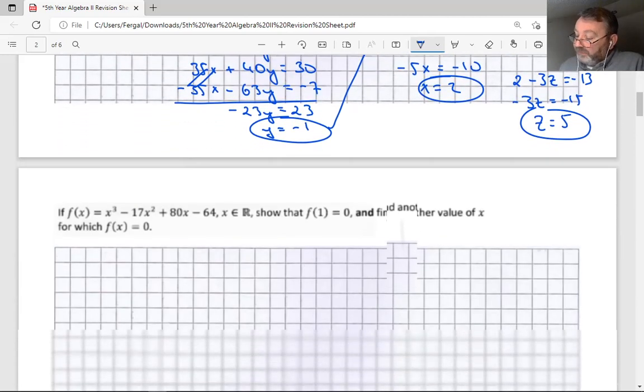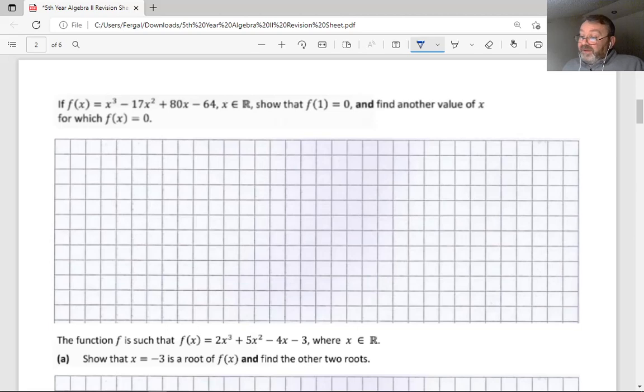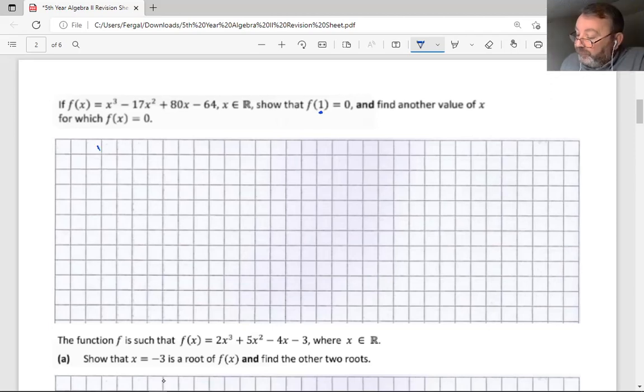Okay, and again, pure practice with these things. If f of x is equal to x cubed minus 17x squared plus 80x minus 64, show that f of 1 is equal to 0. Now, numbers in brackets are roots. So straight away, they're telling me that the root is equal to 1.